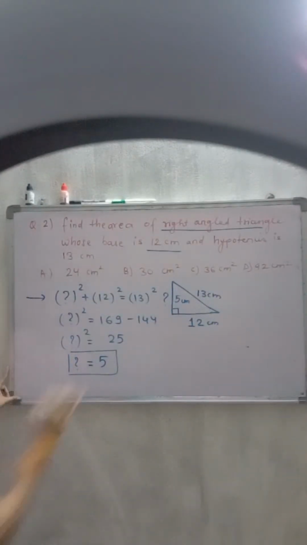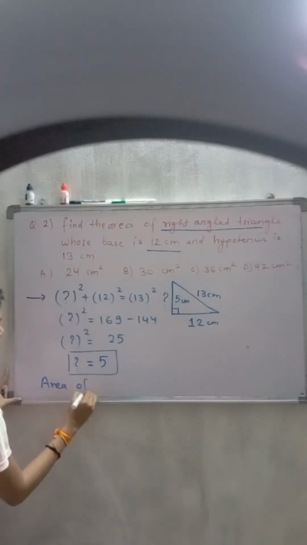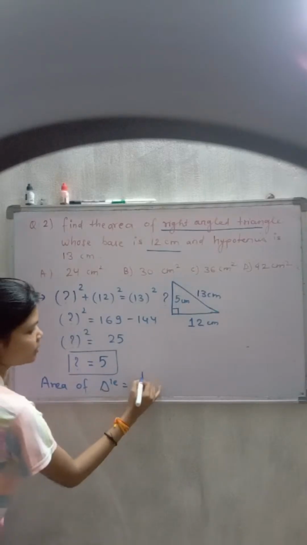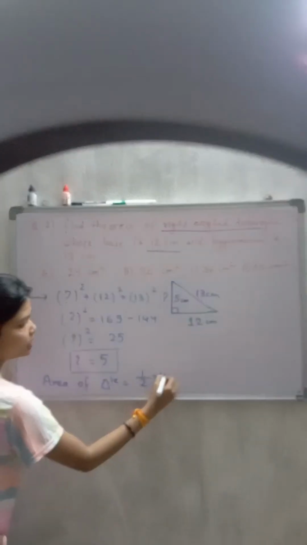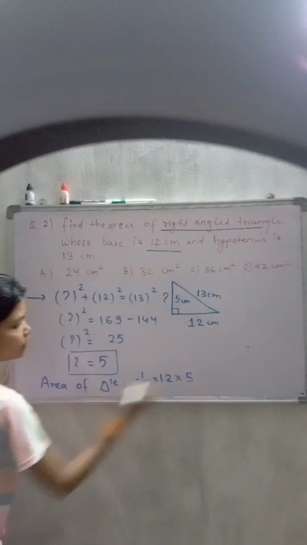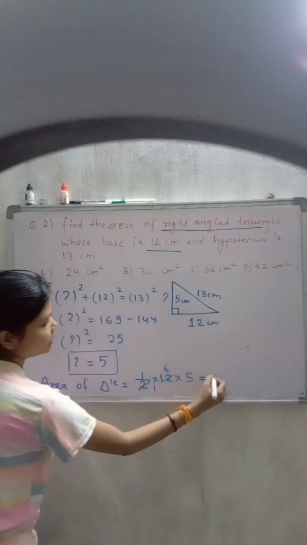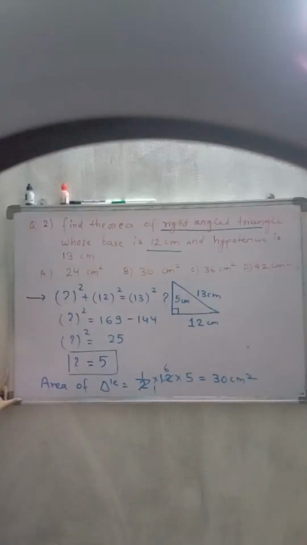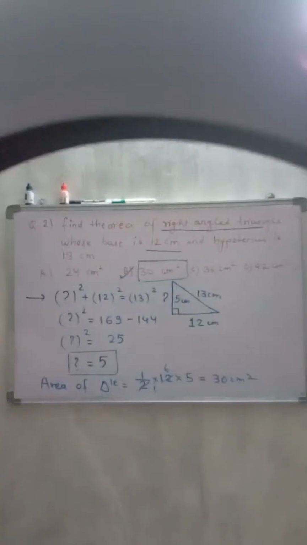Okay, so area of triangle will be equal to half into base into height. Half into 12 into 5. Half of 12 is 6, 6 fives are 30 centimeter square. Option B is the correct answer.